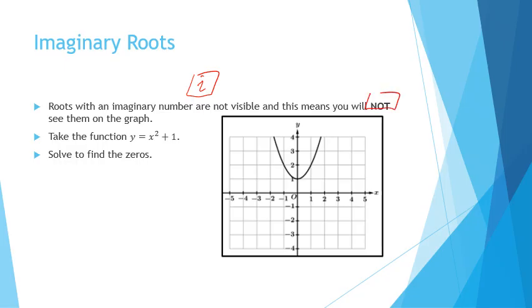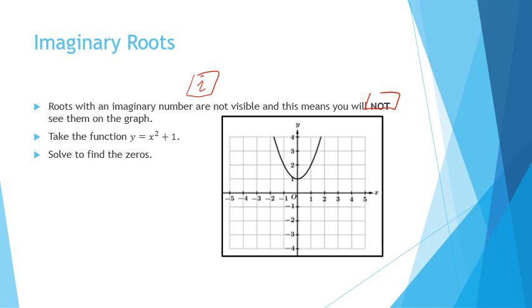Let's take a look at this very simple function. So this is y equals x squared, but shifted up 1 unit. And so with this equation, we obviously know there are no zeros, right? There's no time where it crosses the x-intercept, or where it is a root or a solution to the graph, because it is above the x-axis.